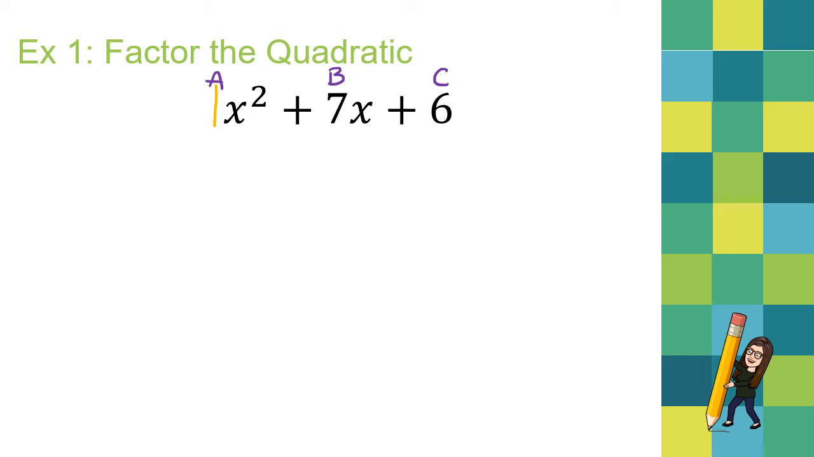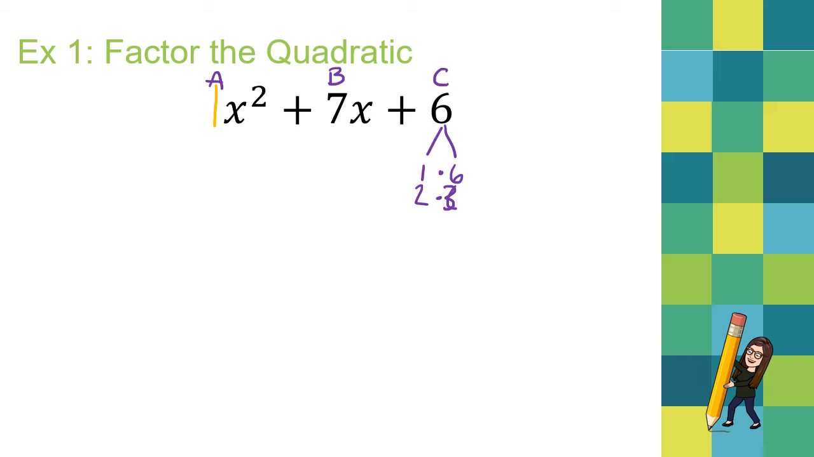Next, I want to identify the factors of c. Okay, so here's what I like to do. I like to write a little list underneath. So factors of c, 1 times 6, 2 times 3. I could write 3 times 2 and 6 times 1. We'll worry about that a little more in the next lesson.